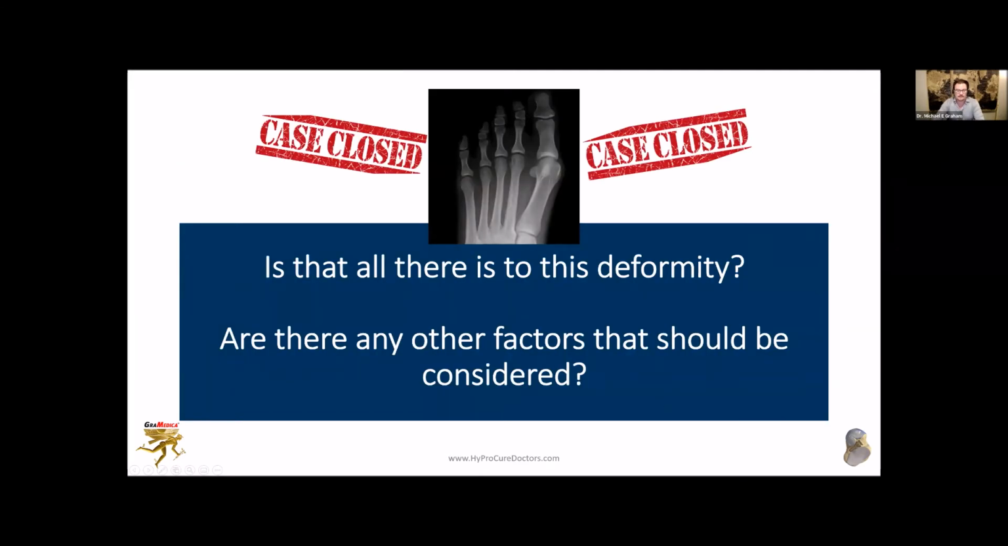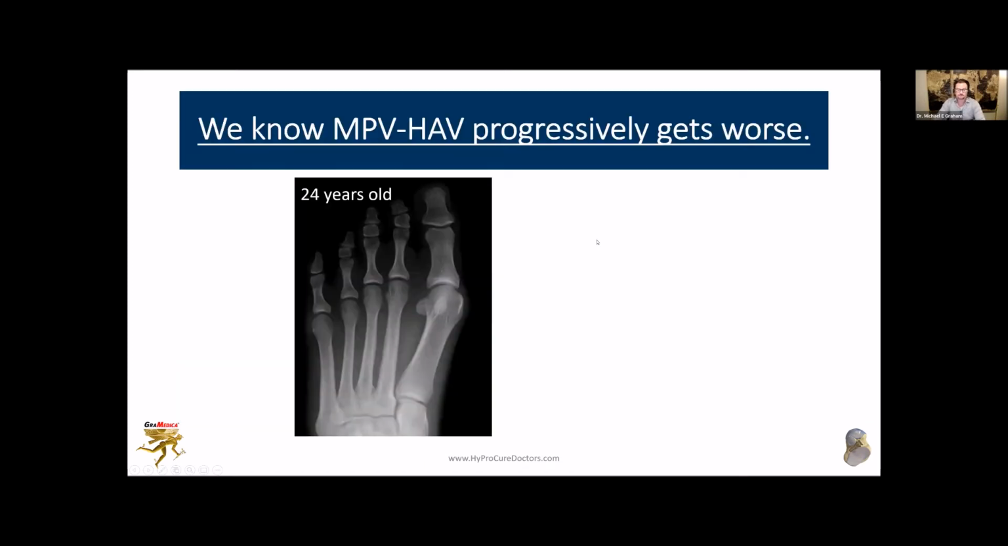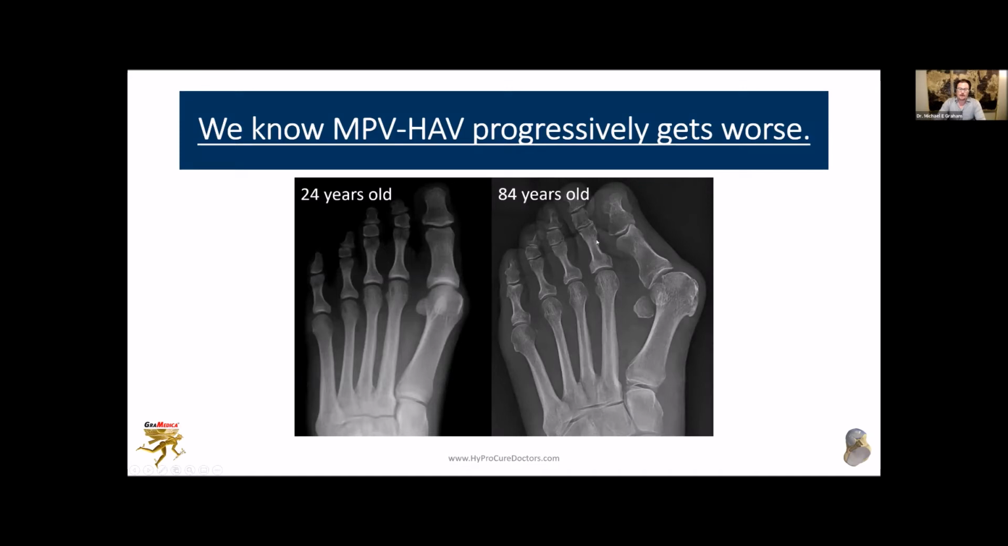So is that all that we need to take into consideration? Do you think that there are any other factors outside of the first ray that we need to think about? Well, if we just did a Lapidus procedure, or first metatarsal cuneiform joint arthrodesis, then that should be the end of the story, but we know that that's not the case. So the reason why we need to take special care and attention to patients with this deformity is because it gets progressively worse.